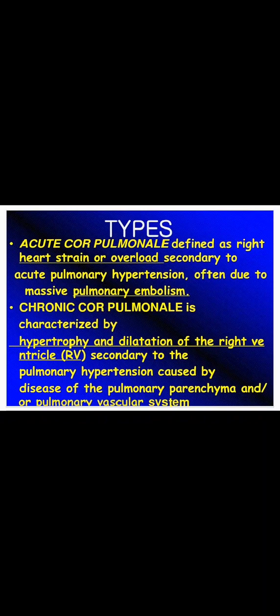Acute cor pulmonale is right side heart failure mainly due to overload that happens due to massive pulmonary embolism. Chronic cor pulmonale is characterized by hypertrophy and dilatation of the right ventricle secondary to pulmonary hypertension caused due to disease of the pulmonary parenchyma or pulmonary vascular system.